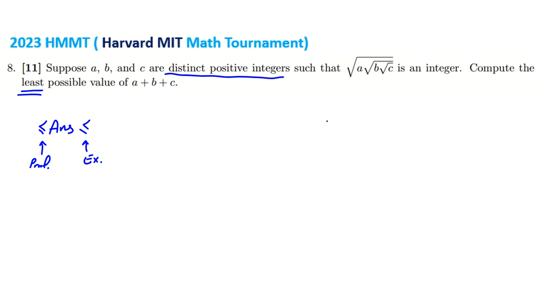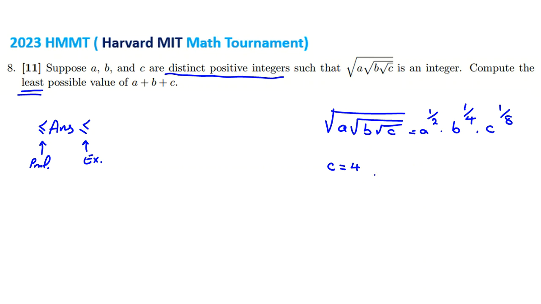Now, if you want to find an example, one example is this: you can say A to the power of 1 half times B to the power of 1/4 times C to the power of 1/8. So for example, in one case you can say C is 4, then it will be A to the power of 1 half times B to the power of 1/4 times 4 to the power of 1/8, so it will be 2 squared to the power of 1/8. Then B can be 2. Then it will be A to the power of 1 half times 2 to the power of 1/4 times 2 to the power of 1/4, so it will be 2 to the power of 1/2.